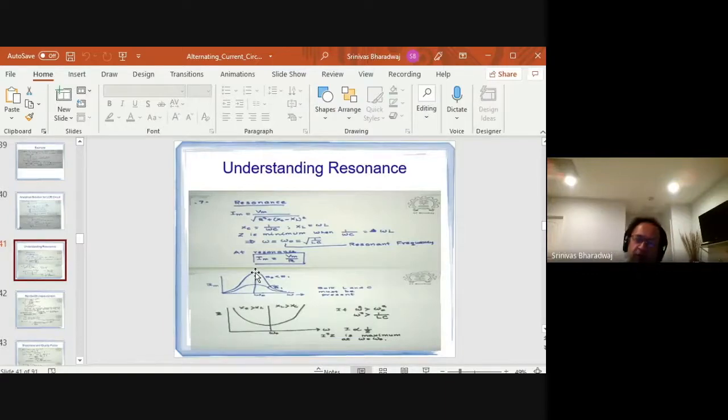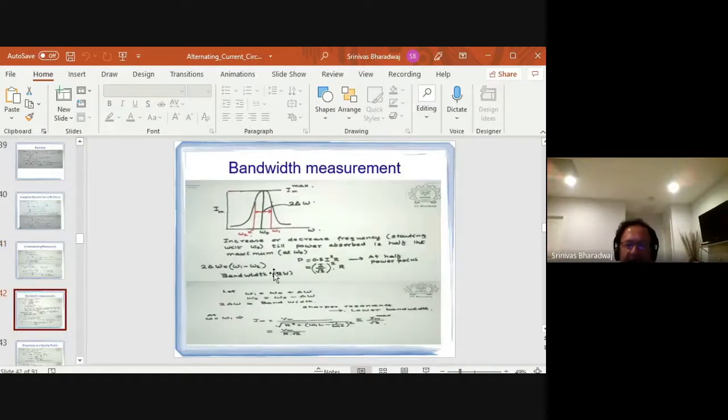Now if you look at the power across the resistor, it will follow a band pass kind of frequency response. So the I versus omega will follow this kind of curve. The things we are going to discuss now deal with the width. L and C determine the actual omega naught, but how thick is the band? That is called the bandwidth.